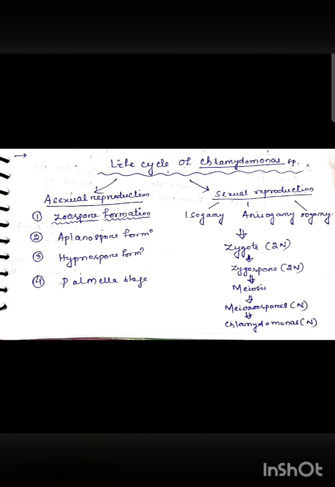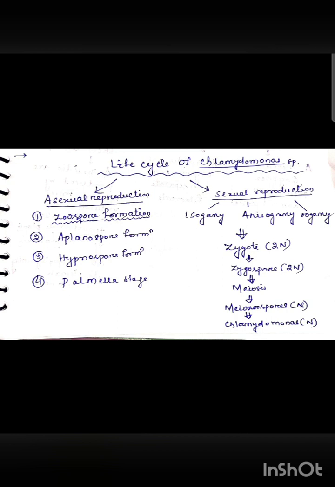Then sometimes these zoospores secrete a thick wall around them and form aplanospores. But in very severe conditions, this spore secretes a thick wall around it, and this resting spore is called a hypnospore. It often develops a strong red coloration which causes red snow. Remember this thing.